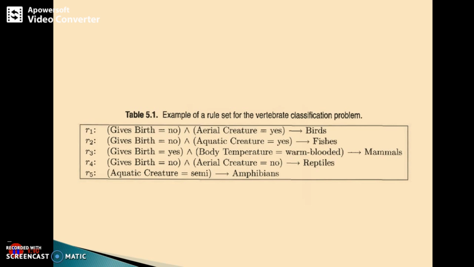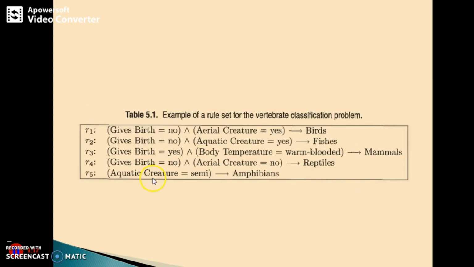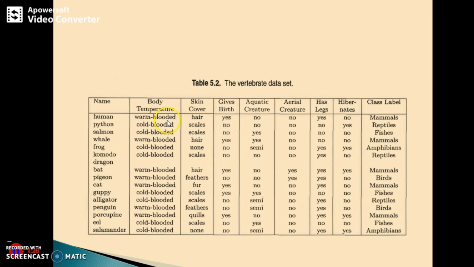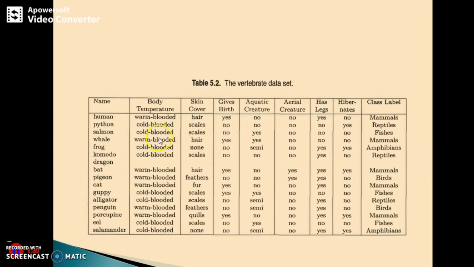Or we'll go the other way. Is there any record here which is covered by 2 rules of what we have written? What is the meaning of that? Suppose I have a record with warm blooded and gives birth is equal to yes. This record is covered by 1 rule, correct? And what is that rule? Our rule 3: gives birth is equal to yes and body temperature is equal to warm blooded, and this record is covered by that rule.